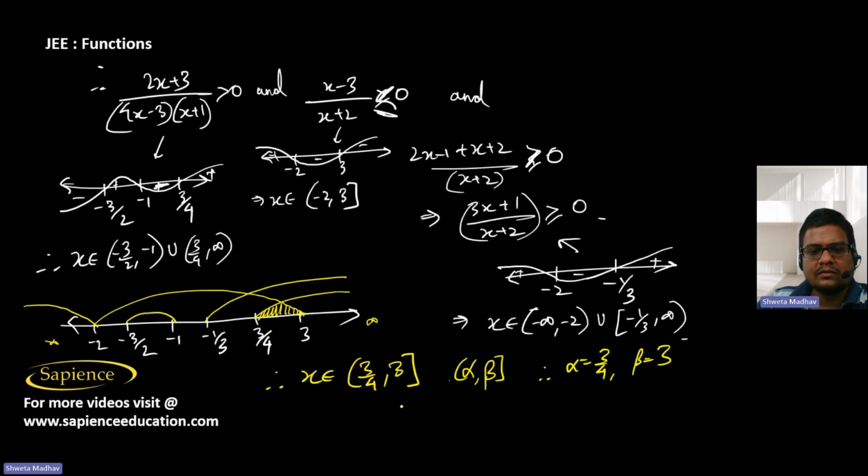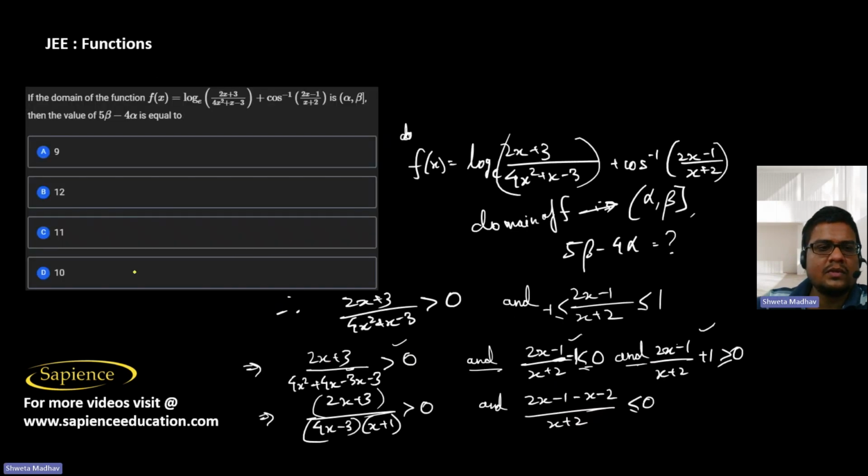Therefore, you have to find 5 beta minus 4 alpha. So 5 into 3 minus 4 into 3 by 4. So this will be 5 3s are 15, 15 minus 3, that is equal to 12. So 12. So option B is the correct answer.